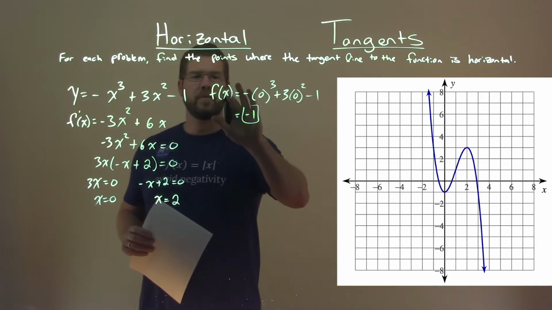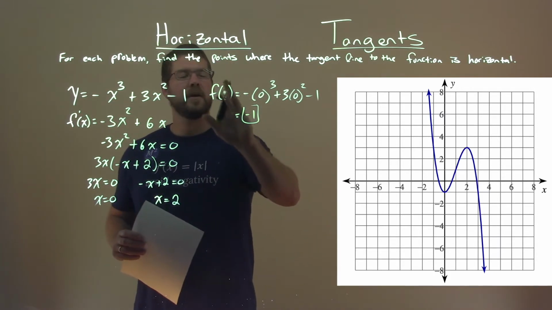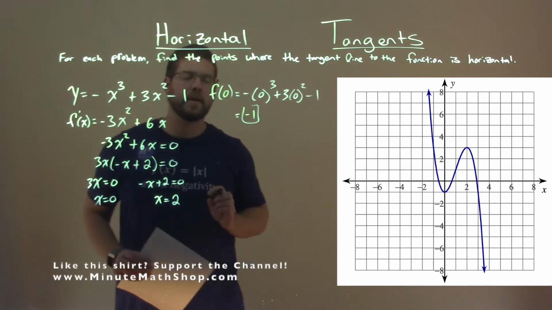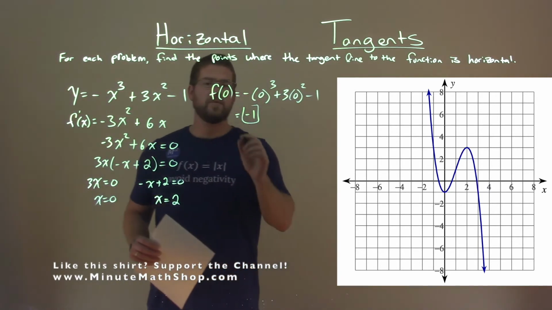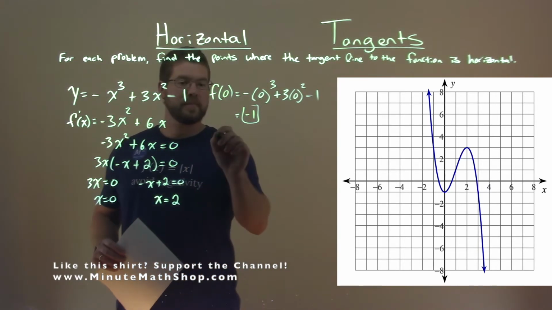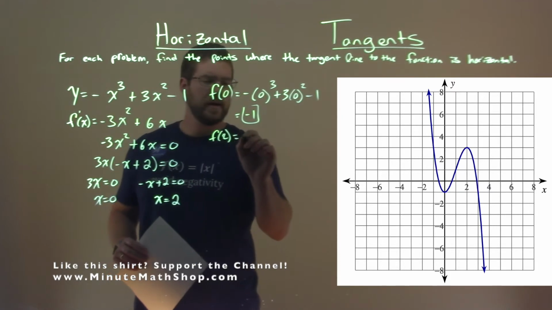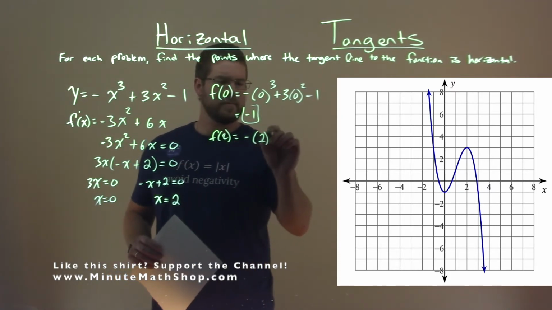Whoops, I should have shown that this is f of 0. Apologies. Right there. We're now going to do the same thing with f of 2. So let's take f of 2, the other x value, and we're going to plug 2 in for x.